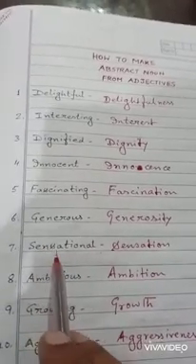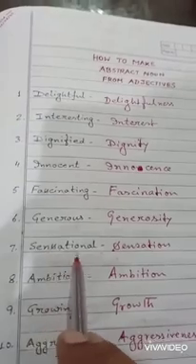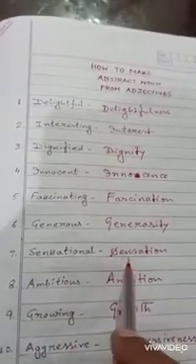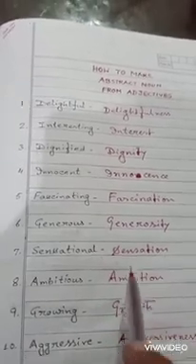Now seventh is sensational. So what will be the abstract noun of sensational? Sensation. The abstract noun will be sensation.